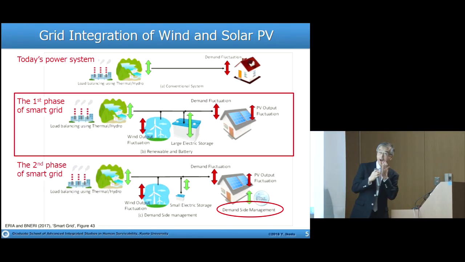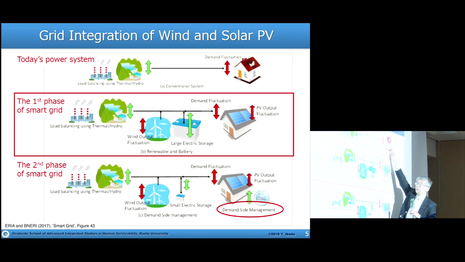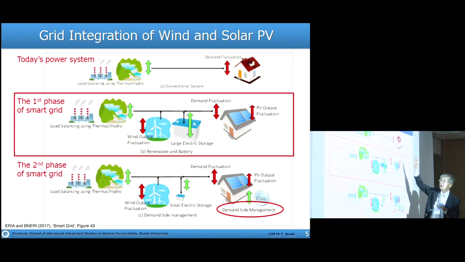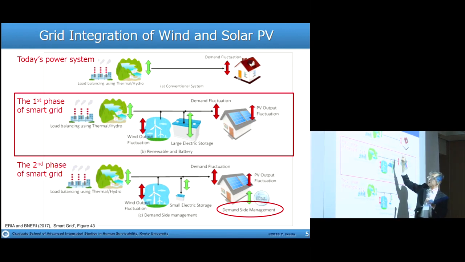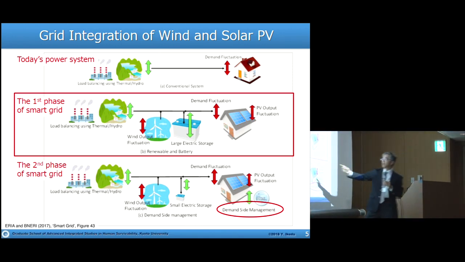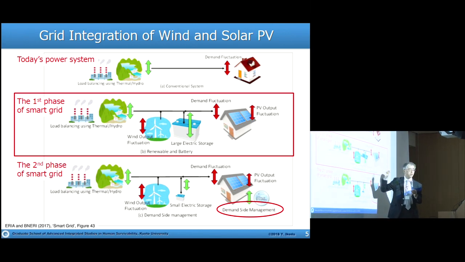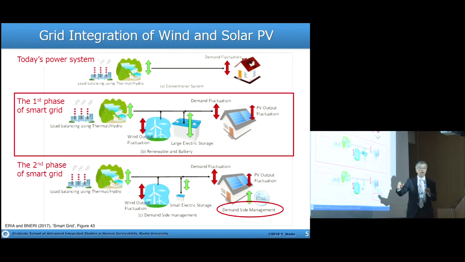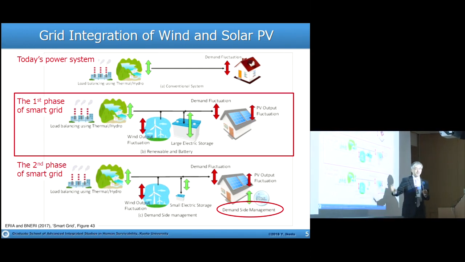Okay, so next is the concept of grid integration of renewable energy. We are somewhere between the conventional system and the first phase of the smart grid. In the conventional system, demand fluctuates, and we need some load balancing power using thermal power plants and hydro power plants. But if we want to introduce a lot of wind power and solar PV, we need additional balancing power. That would be provided by a large capacity of electric storage, but this is still very expensive. In Europe, for example, grids are interconnected, so they don't need this. But in SIDS, they certainly need this.